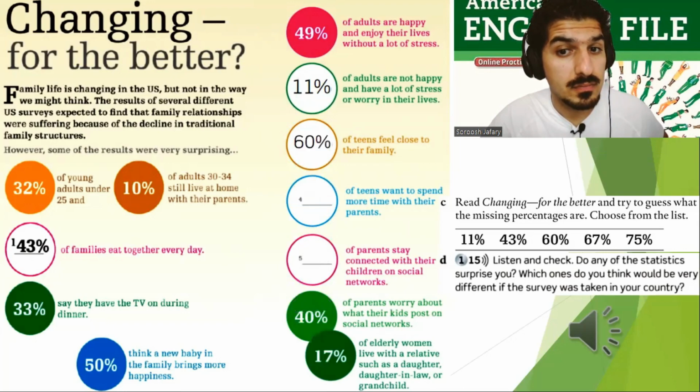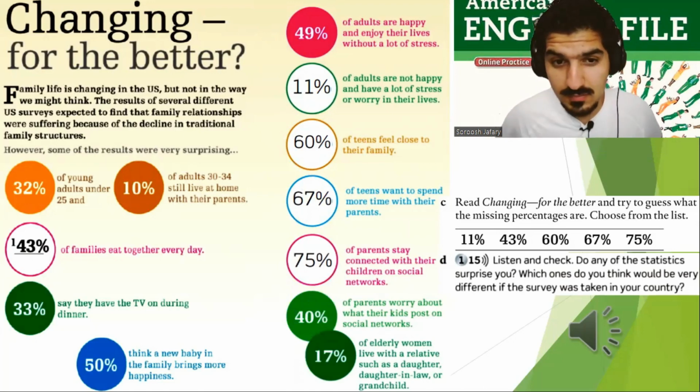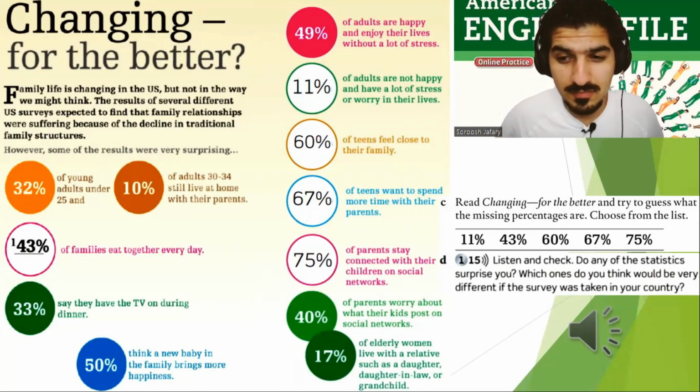11% of adults are not happy and have a lot of stress or worry in their lives. 60% of teens feel close to their family. 67% of teens want to spend more time with their parents. 75% of parents stay connected with their children on social networks. 40% of parents worry about what their kids post on social networks. 17% of elderly women live with a relative such as a daughter, daughter-in-law, or grandchild.